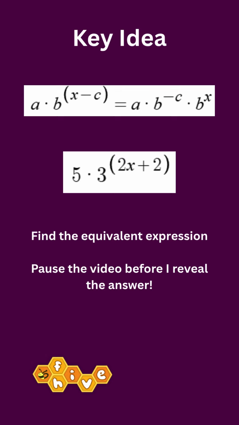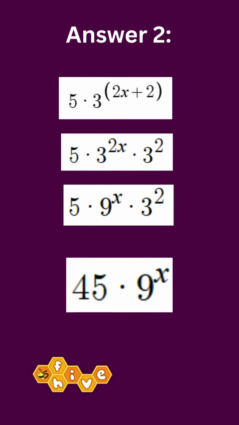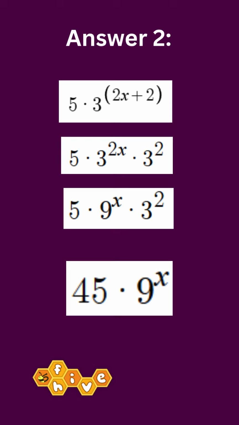So now let's try it. Find the equivalent expression of 5 times 3 to the power of 2x plus 2. Pause the video before I reveal the answer. The answer is 45 times 9 to the x. And you can do that by simplifying using exponential properties.